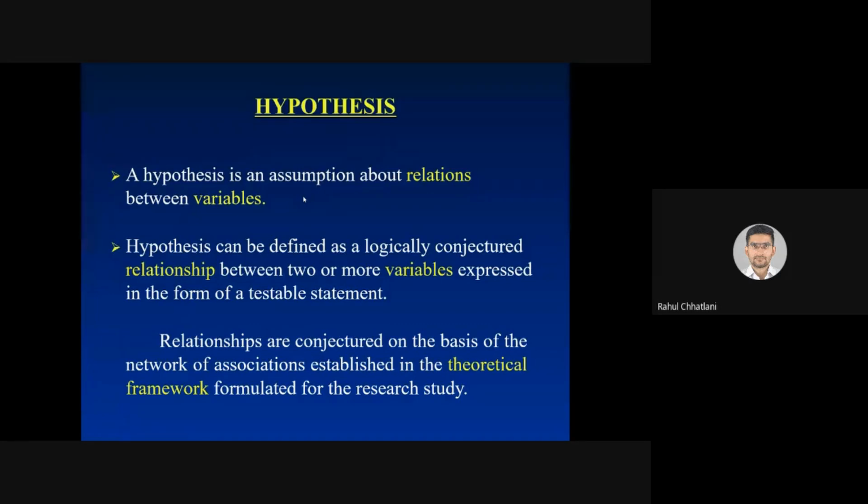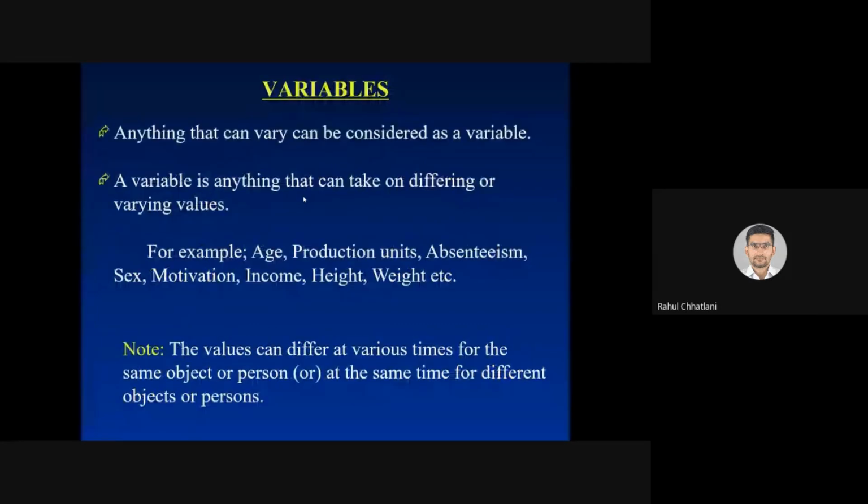There are variables, independent and dependent variables. We specifically defined them. Yes, anything that can vary can be considered as a variable. A variable is anything that takes differing or varying values. For example, age, production unit, absenteeism, gender, motivation, income, height, weight, all this can vary from person to person and even in a person from time to time. Yes, the values can differ at various times for the same object or at the same time for different objects.